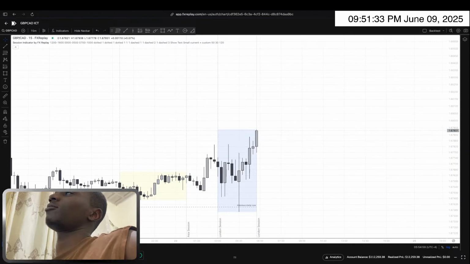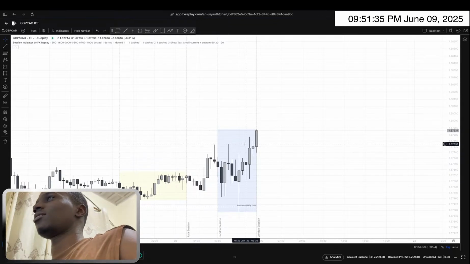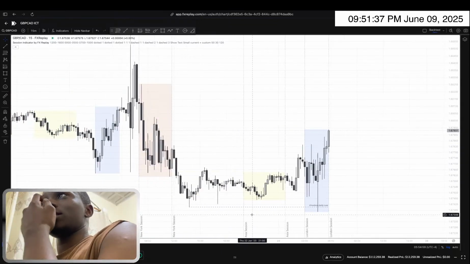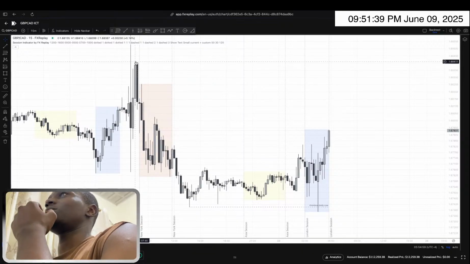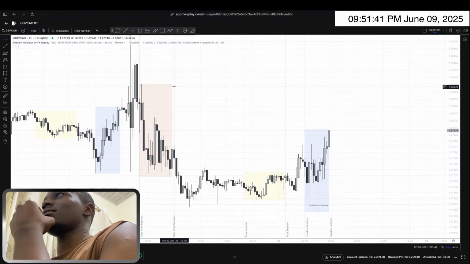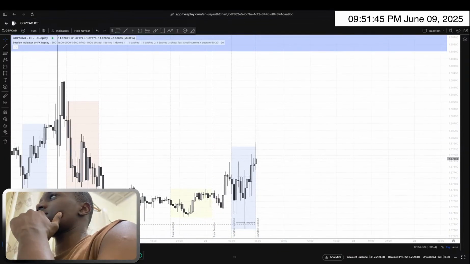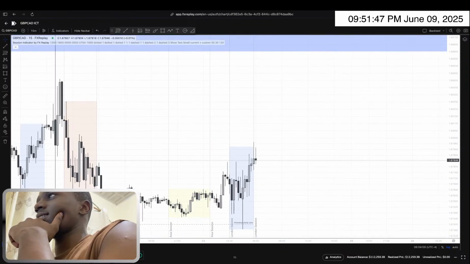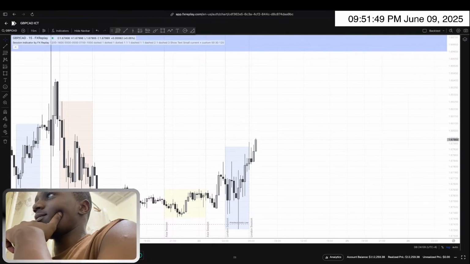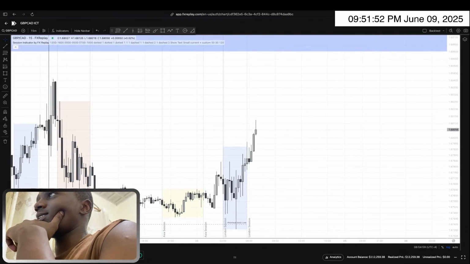Looks like we've got ourselves a shift in structure right here, making us shift bias to bullish. Then we will be targeting this high, I think, or this previous day high. Let's see how the market reacts. So we have a small fair value gap down there. We'll see if it retraces to it.